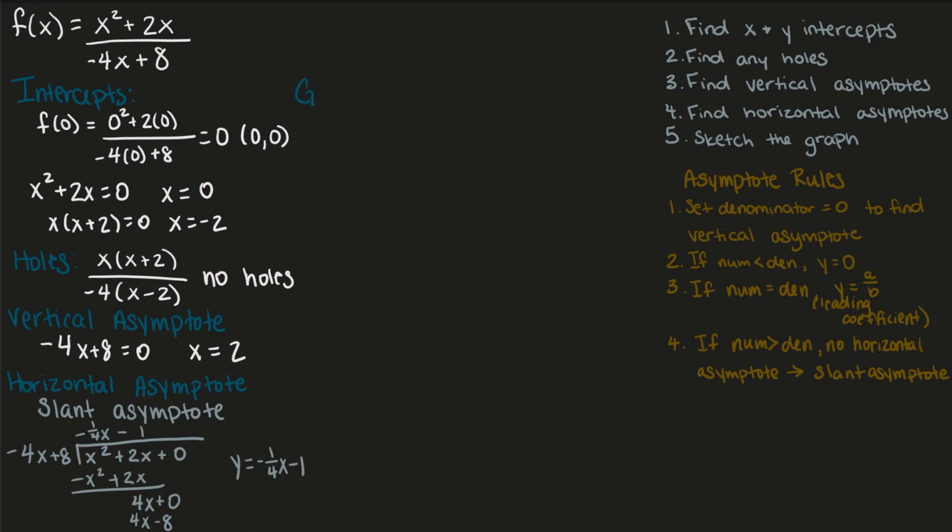Our last step is to graph. We have our vertical asymptote at x equals 2 and our slant asymptote at y equals negative 1/4 x minus 1. So let's plot those. We don't have any holes and we have a few intercepts. We have an intercept at 0, 0 and an x-intercept at negative 2. So our graph looks something like this.